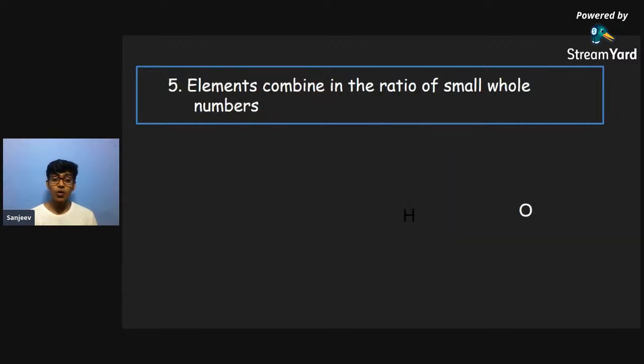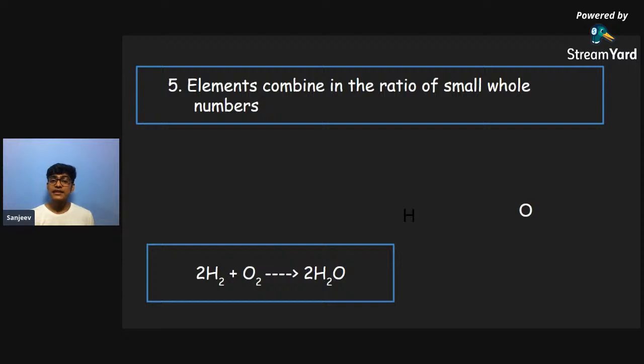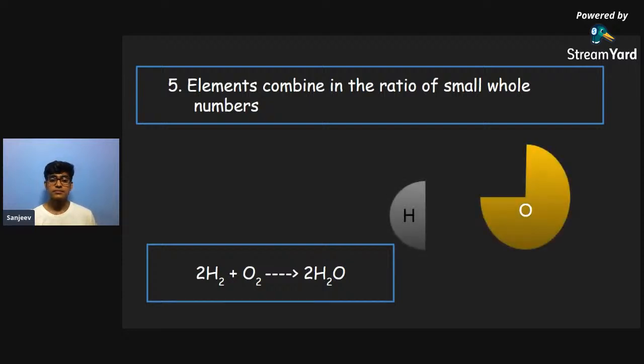The fifth statement was elements combine in the ratio of small whole numbers. That simply means that the elements which are mixing will be in whole numbers. They cannot be half hydrogen and half oxygen. As we can see in the equation, two hydrogen atoms and one oxygen atom are used to make H2O. We cannot have half a hydrogen atom and 3/4 of an oxygen atom.